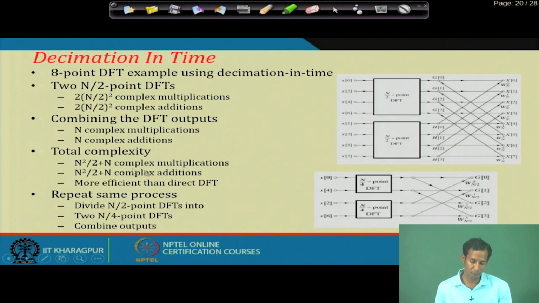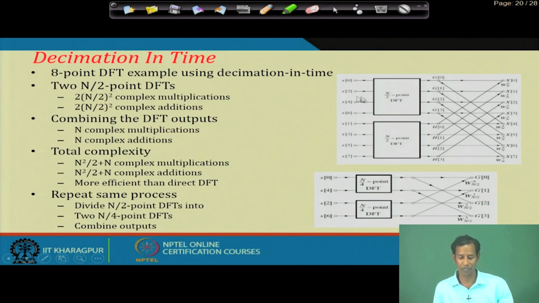So, the total complexity at that time becomes n square by 2 plus n number of complex multiplications and n square by 2 plus n number of complex additions. Now in this particular case, if we consider an 8 point FFT again, at that time 32 plus 8, so 40 complex multiplications we require.